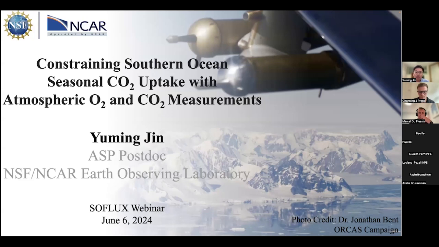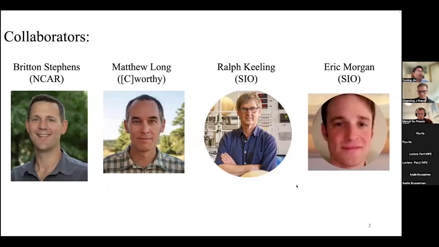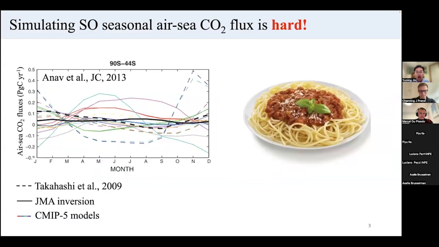The main content I will talk about today is part of my PhD work at Scripps and also some of my ongoing work at NCAR. The main collaborators here are Britt Stephens from NCAR, Matt Long from NCAR, and Ralph Keeling and Eric Morgan from Scripps.